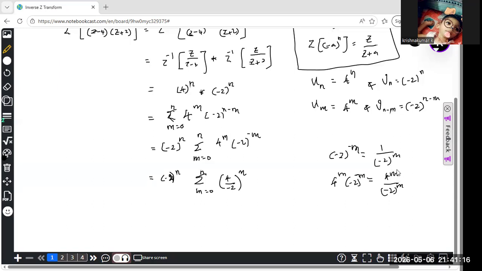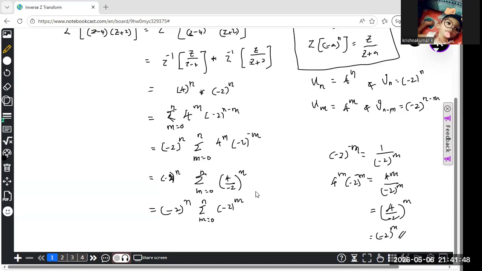So in this, 4 and minus 2 both have the power m, so therefore we can write these as (4 by minus 2) whole power m. If we cancel, this will be equal to (minus 2) power m. So this will be equal to summation m equal to 0 to n of (minus 2) power m.